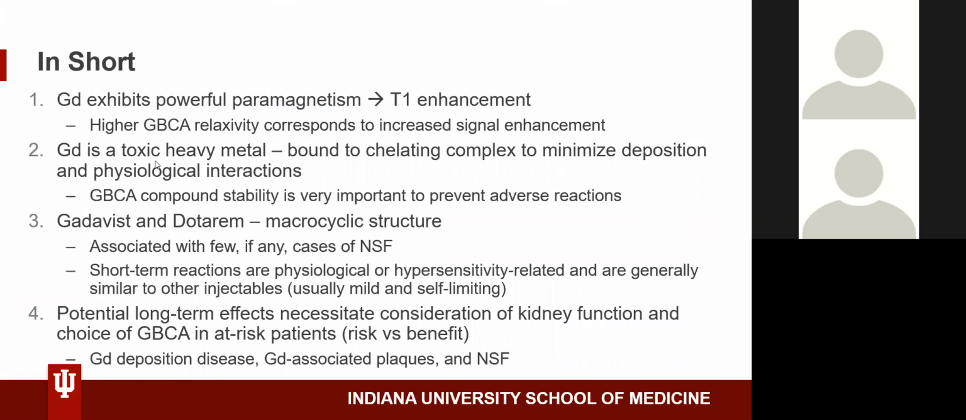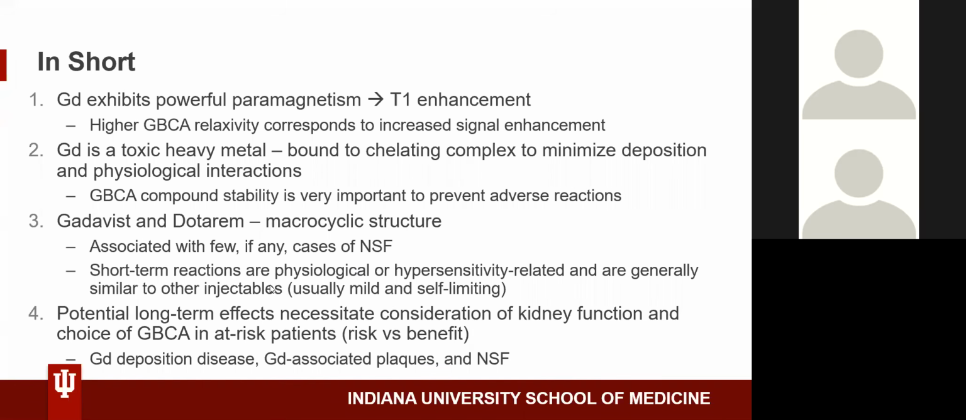So in short, that brings us to the last slide. Just to sum up, GAD exhibits powerful paramagnetism, which results in T1 enhancement, where again, higher relaxivity corresponds to increased signal. GAD, as we've talked about, is a toxic heavy metal, so combining it with its chelating complex is very important to minimize deposition as well as any physiological interactions. Gadavist and Dotarem were our highlights. We know, and it's a good thing, that they have a macrocyclic structure. So those are associated with few, if any, cases of NSF.